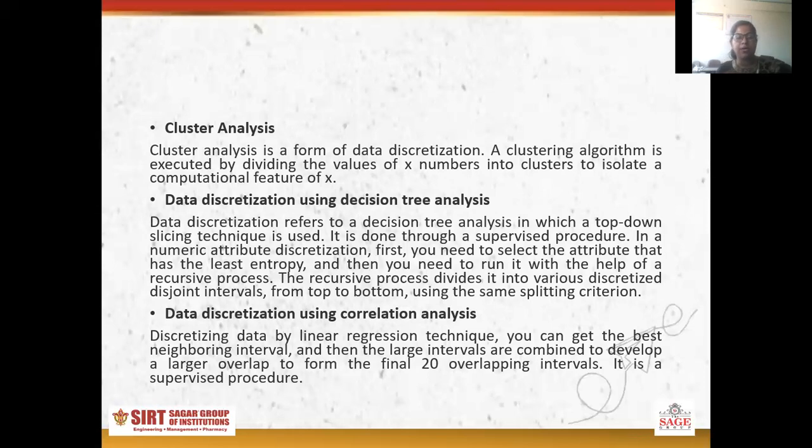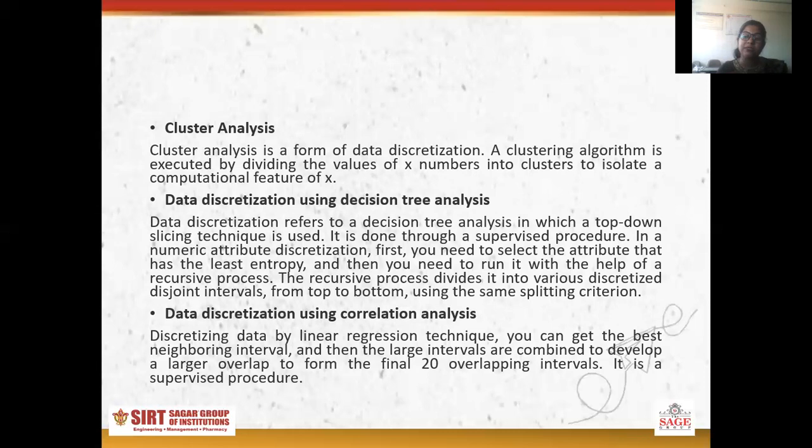Again here we are discretizing the data with the help of decision tree analysis in which a top-down slicing technique is used. This method is a supervised procedure and here we just select the first attribute which has the least entropy. And then we continuously apply the recursive process. The recursive process divides it into various discretized disjoint intervals from top to bottom using the same splitting criteria.